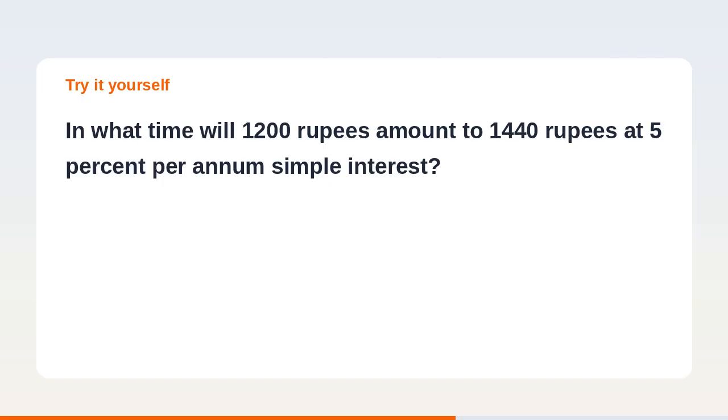Here's one to try yourself. In what time will 1,200 rupees amount to 1,440 rupees at 5% per annum simple interest? Pause the video and give it a shot.